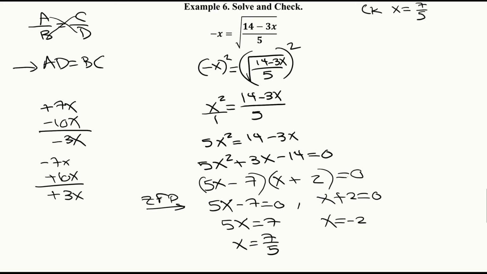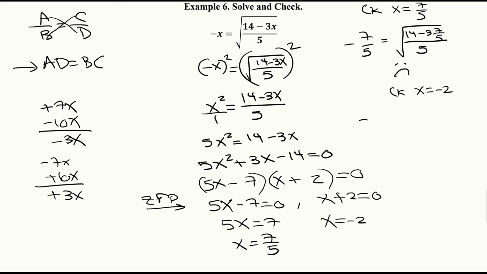7/5, and we want to know if negative 7/5 is equal to the square root of 14 minus 3 times 7/5 over 5. So this time we are actually going to realize that we can stop, because the square root of no real number is going to be a negative number. So this one did not work, but we'll try negative 2 now.